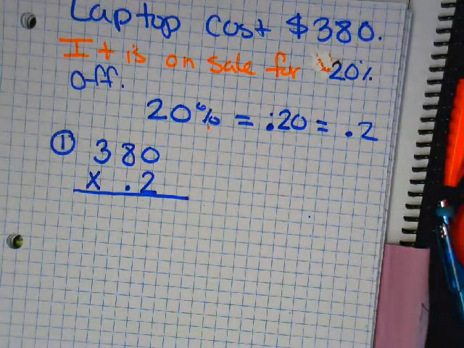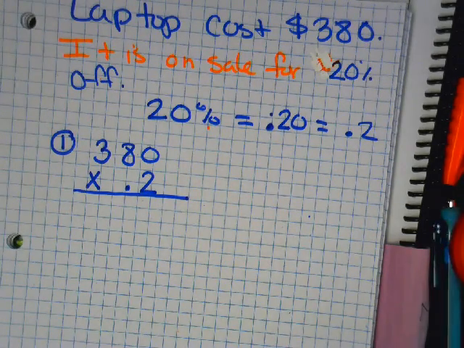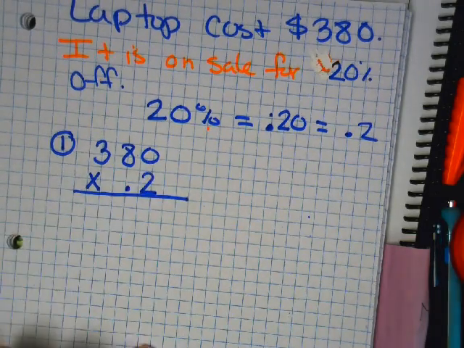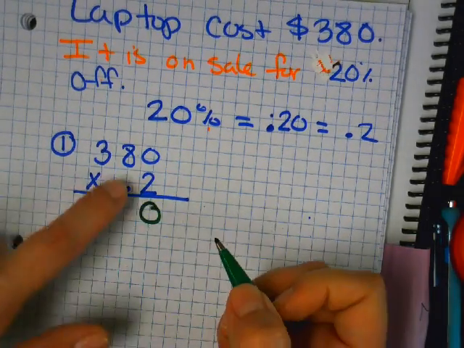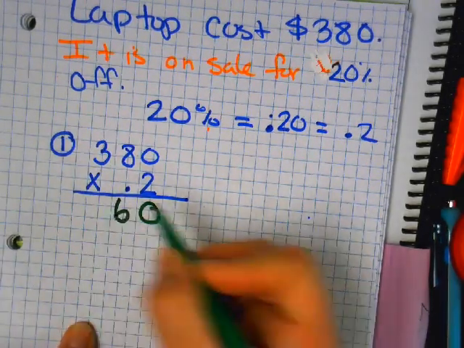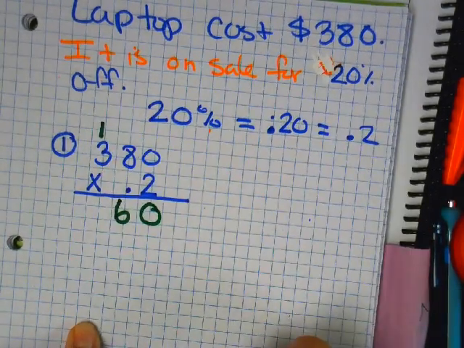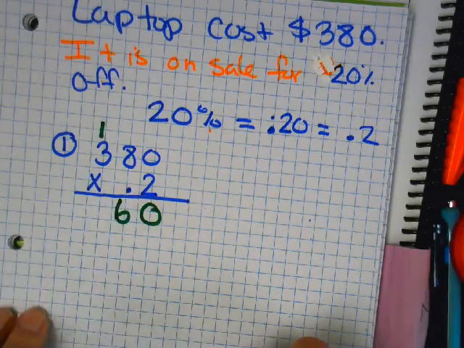Now, we gotta make sure that we're lining up the numbers. You see, we gotta be nice and neat. Take your time. Go slow. All right, everyone's favorite, multiplying. Okay, 2 times 0. 2 times 8. 16. Where does the 1 go? Good. It's called carrying. 2 times 3. 6. Plus 1. 7.